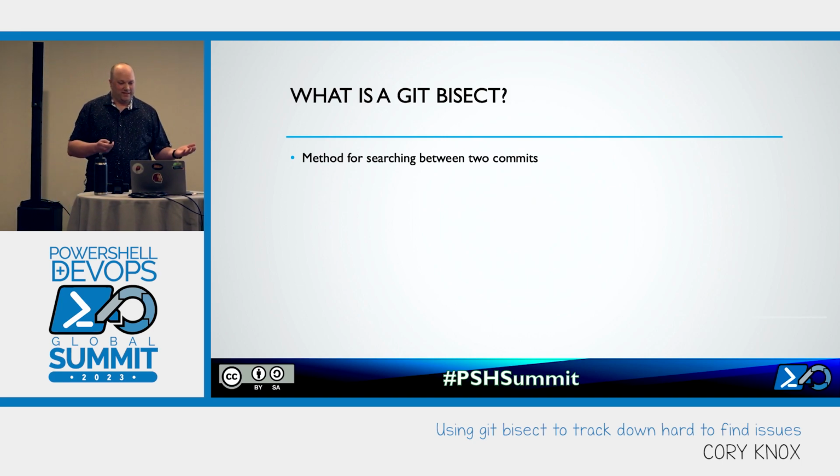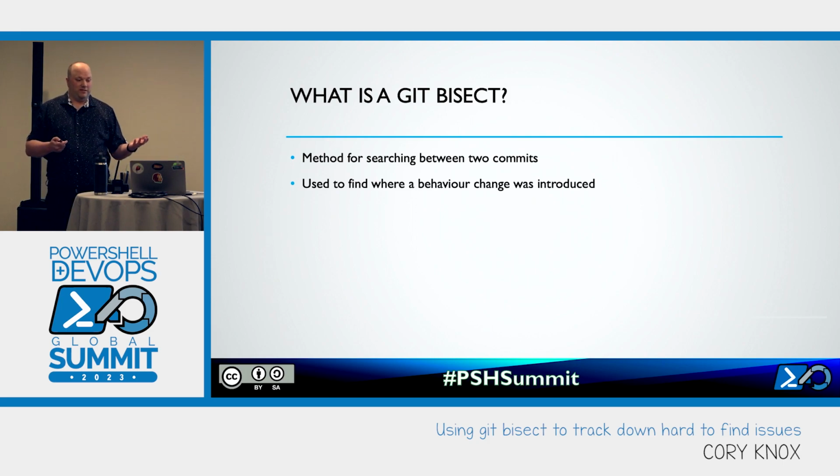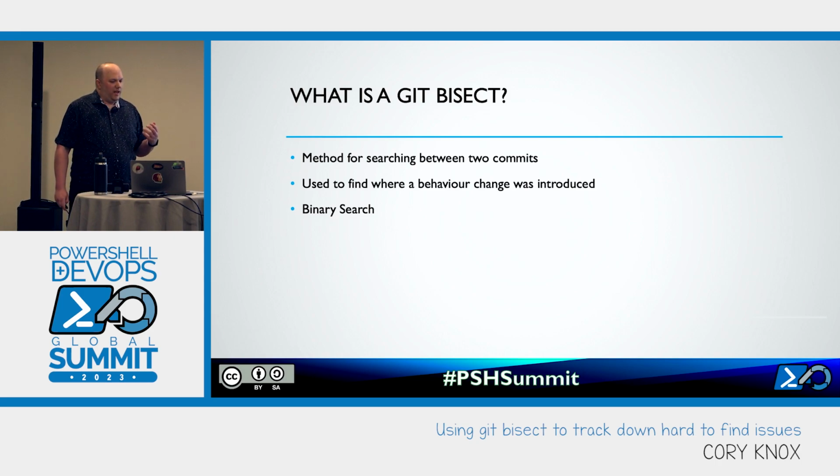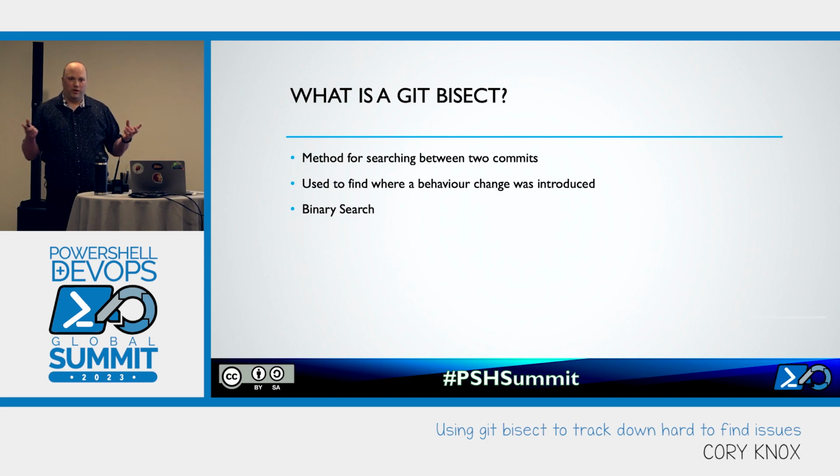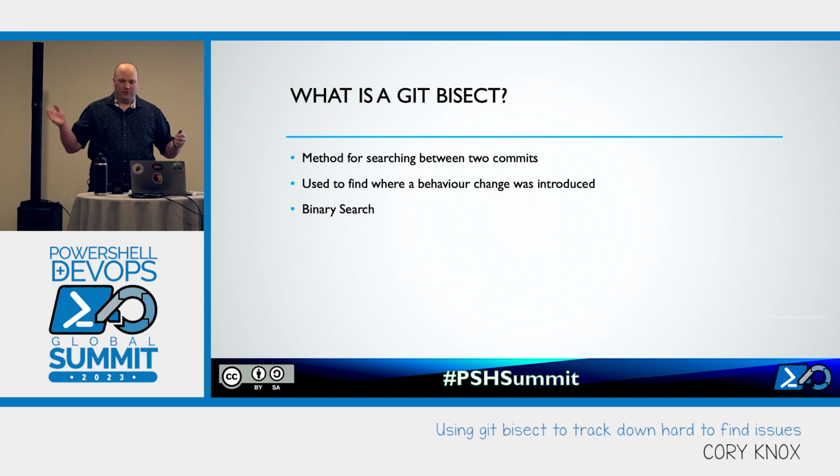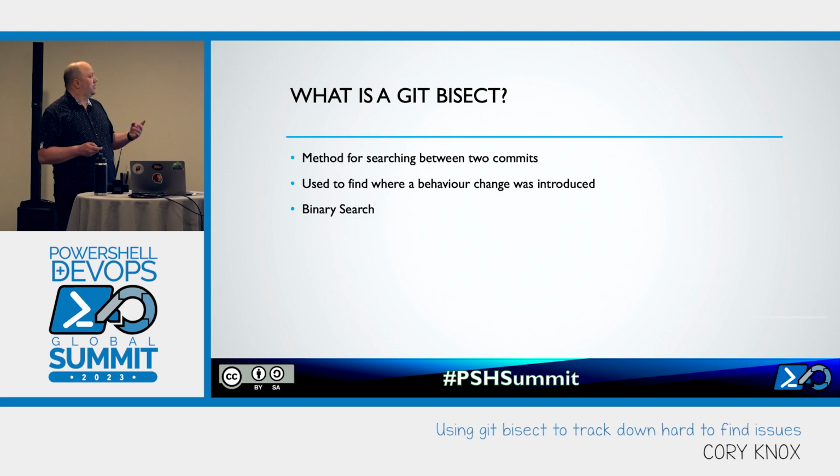So Git BISECT gives us that so we can search between the two commits. We use it typically when there's a behavior change that's been introduced. In particular, we will use it when we don't know exactly where an issue is occurring. And it's effectively a binary search, which, harkening back to algorithms course, is a method of searching a sorted data structure or list of items, where you basically go to the middle and check, and it'll be on one side or the other, and you just divide and conquer through it.